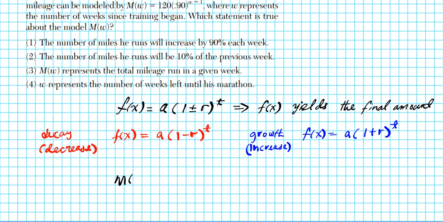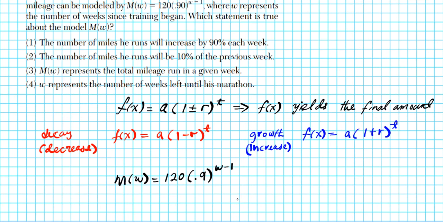We have m of w equals 120 times 0.9 raised to the w minus 1. Now, is this a decrease or an increase exponential scenario? The key is to look at the quantity that's been exponentiated. We have 0.9. How does 0.9 compare to 1? If the quantity in the parentheses is less than 1 and greater than 0, of course, we have a decrease, exponential decay. But if it's greater than 1, we have an increase. Okay? So here we clearly have a decrease.